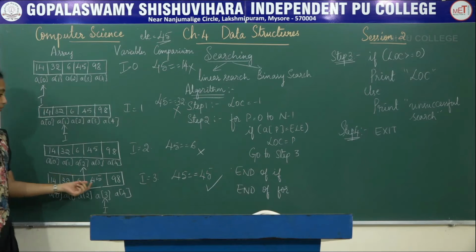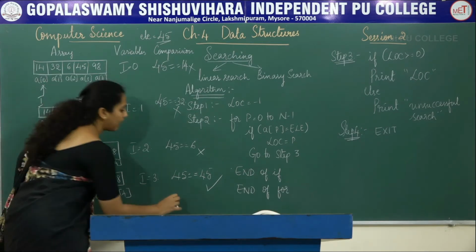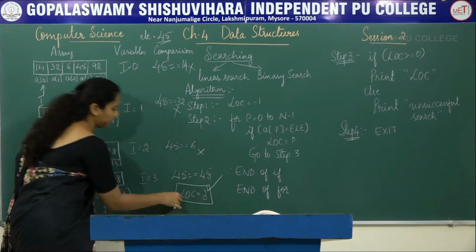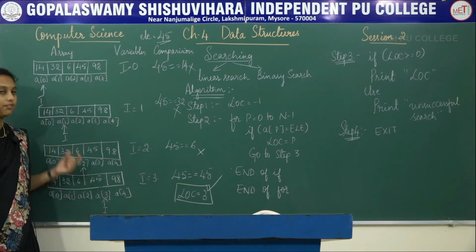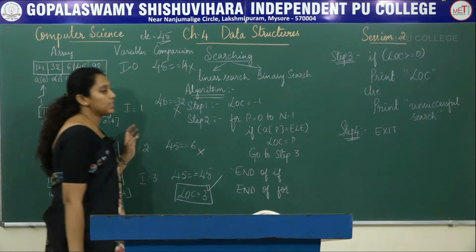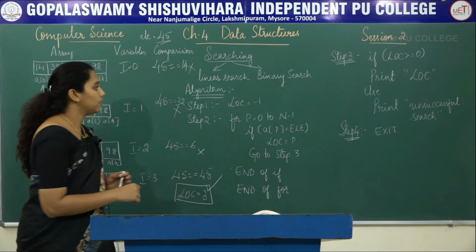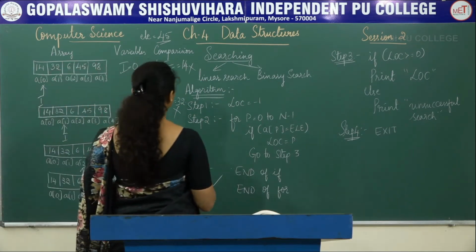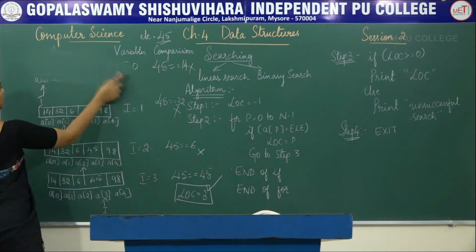45 is found at location 3, hence the location of 45 is 3. So I am going to print it as location is 3. If the element is not present in an array, then it is going to print unsuccessful search. Now let's write a program for this linear search to find the location of an element.